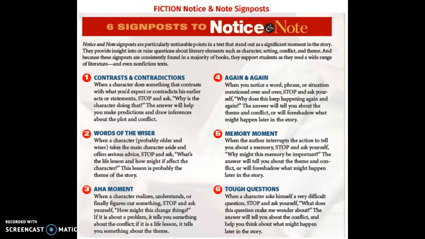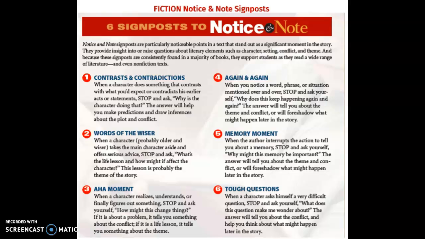All right, so when you notice something being repeated again and again, you should stop and ask yourself, why does this keep happening? Why does the author keep using the same word over and over again? Why does this item keep popping up in the story over and over and over again? And the answer to that is going to help you maybe figure out the theme or understand the conflict. Or sometimes, and this is really fun, it will foreshadow what might happen later in the story. So when we look more closely at Again and Again, we can look at examples of those.